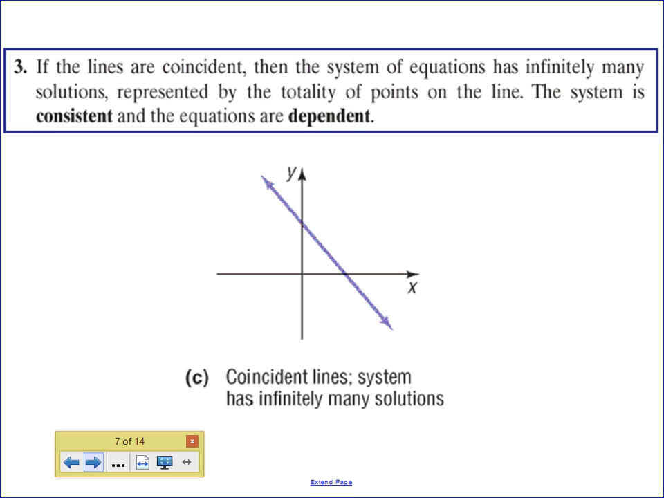Now, we can also have a dependent system. A dependent system occurs when I have coincident lines, meaning that the lines are exactly the same. You can kind of tell in the picture here, hopefully, that there is a blue and a pink line that overlap in their entirety. So the lines are overlapping the entire time. There are infinitely many solutions because they're the same line.